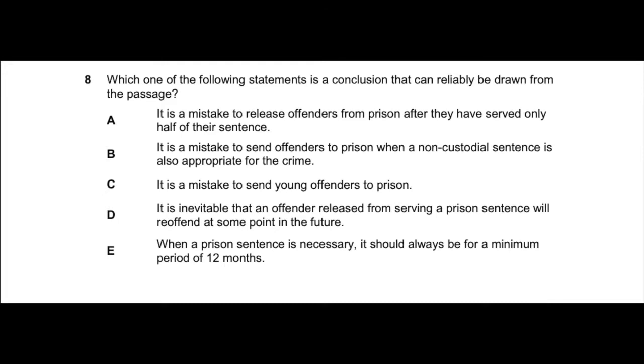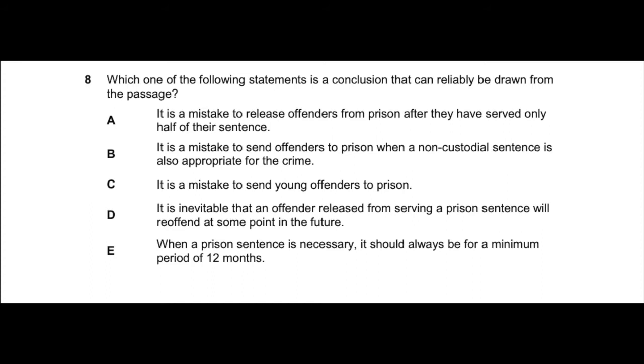Question 8. Which one of the following statements is a conclusion that can reliably be drawn from the passage? The correct answer is B, because of the following. Option B can reliably be drawn from the passage because Study 2 showed that offenders were less likely to reoffend if given a non-custodial sentence compared to a short custodial sentence. Furthermore, the passage suggests that the aim of custodial sentences should be to stop people committing crime. Thus, according to the passage, it is a mistake to send an offender to prison when a more effective option is available.